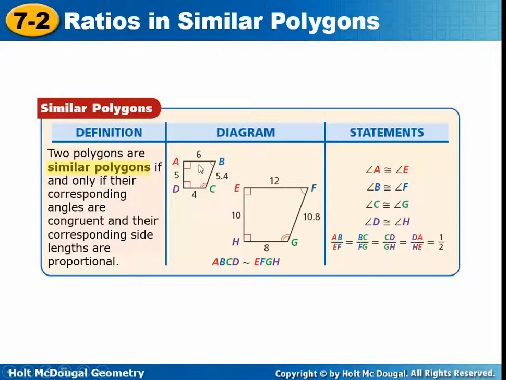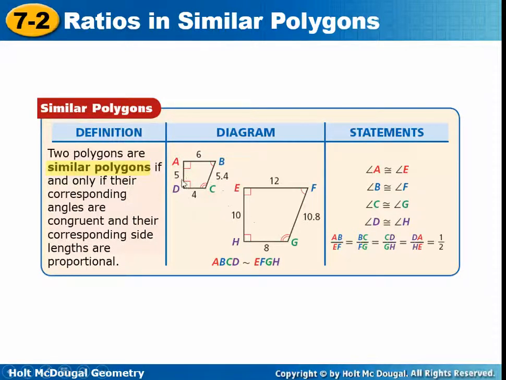All right, so here's our definition. Two polygons are similar polygons if and only if their corresponding angles are congruent, all the angles will be congruent, and their corresponding side lengths are proportional.